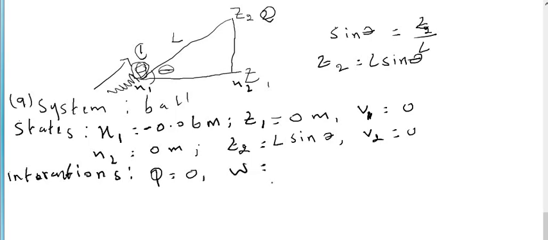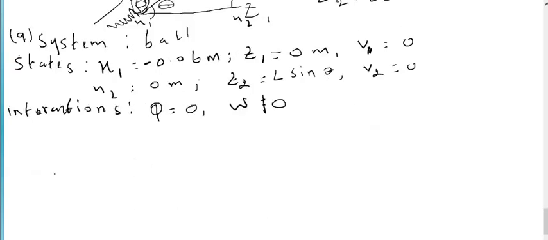Then work is done. Definitely there must be work done. If we take the ball as a system, there will be work done by the spring, that is, work done on the ball by the spring, so the work done is not equal to 0. There must be work done. So that's the interaction. Now we apply the first law of thermodynamics to solve these problems.